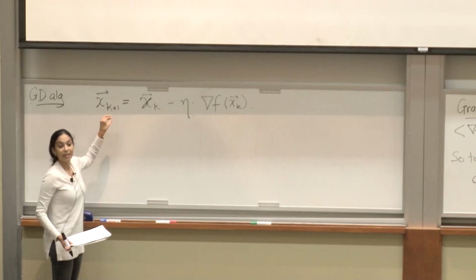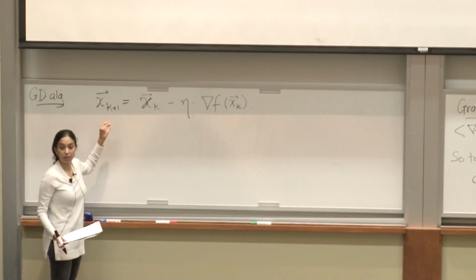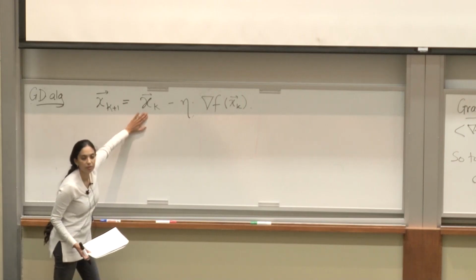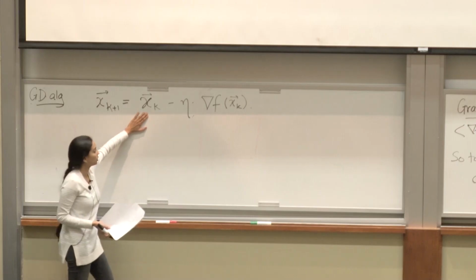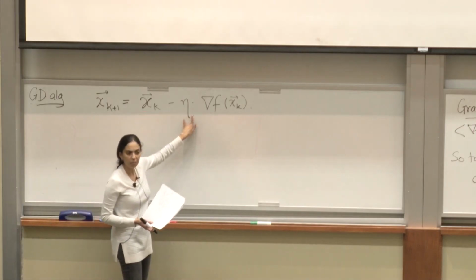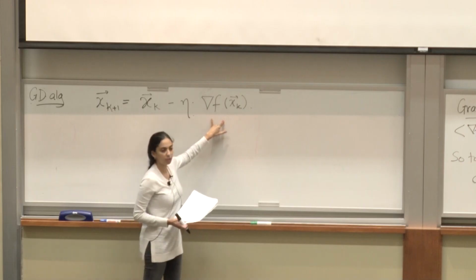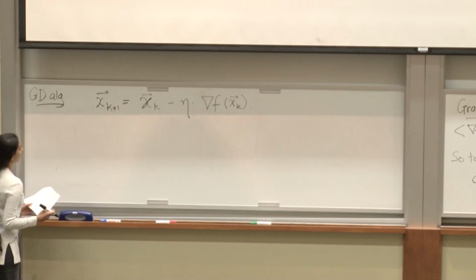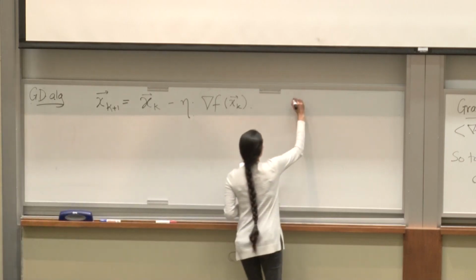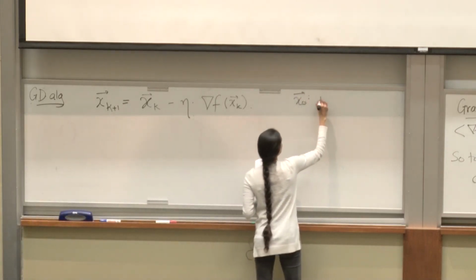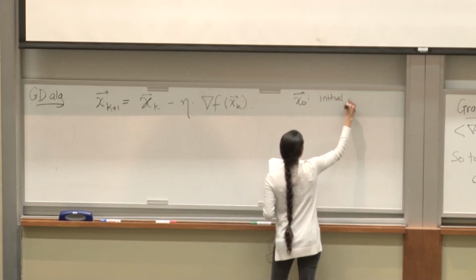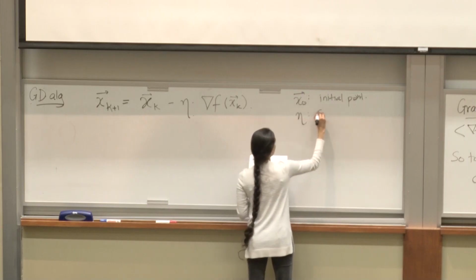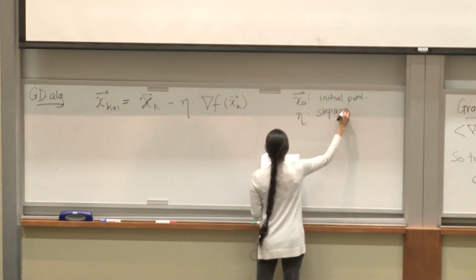Okay, so this is the argument of the function. This is where you're evaluating the function. Okay? And it's saying that if I'm at xk, if you want to nudge in the right direction, consider moving by some amount eta in the direction given by the gradient, okay? x naught is what we're going to call our initial point. And eta, I'll just write this, is our step size, okay?